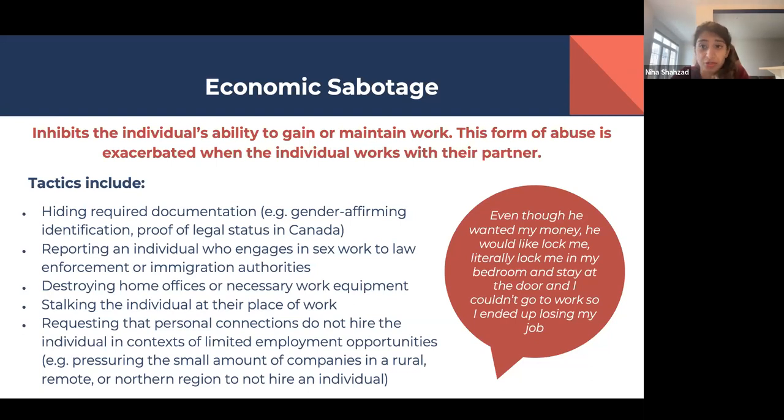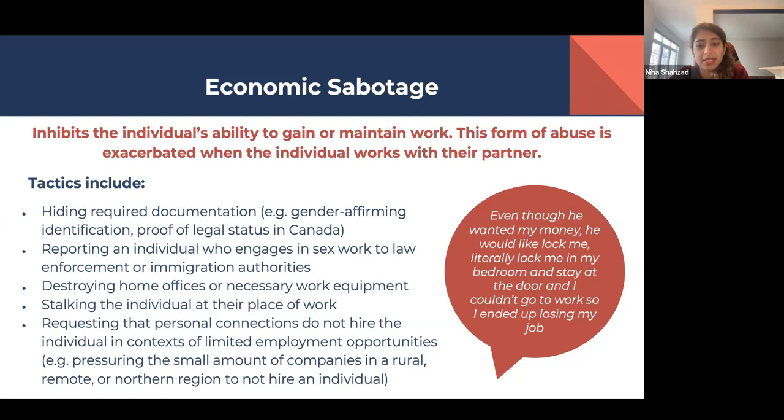Destroying your home office or your necessary work equipment when you're staying at home, stalking the individual at their place of work, which is quite common, or, again, this is another trust inhibiting factor, requesting that personal connections don't hire the victim when they're looking for employment.